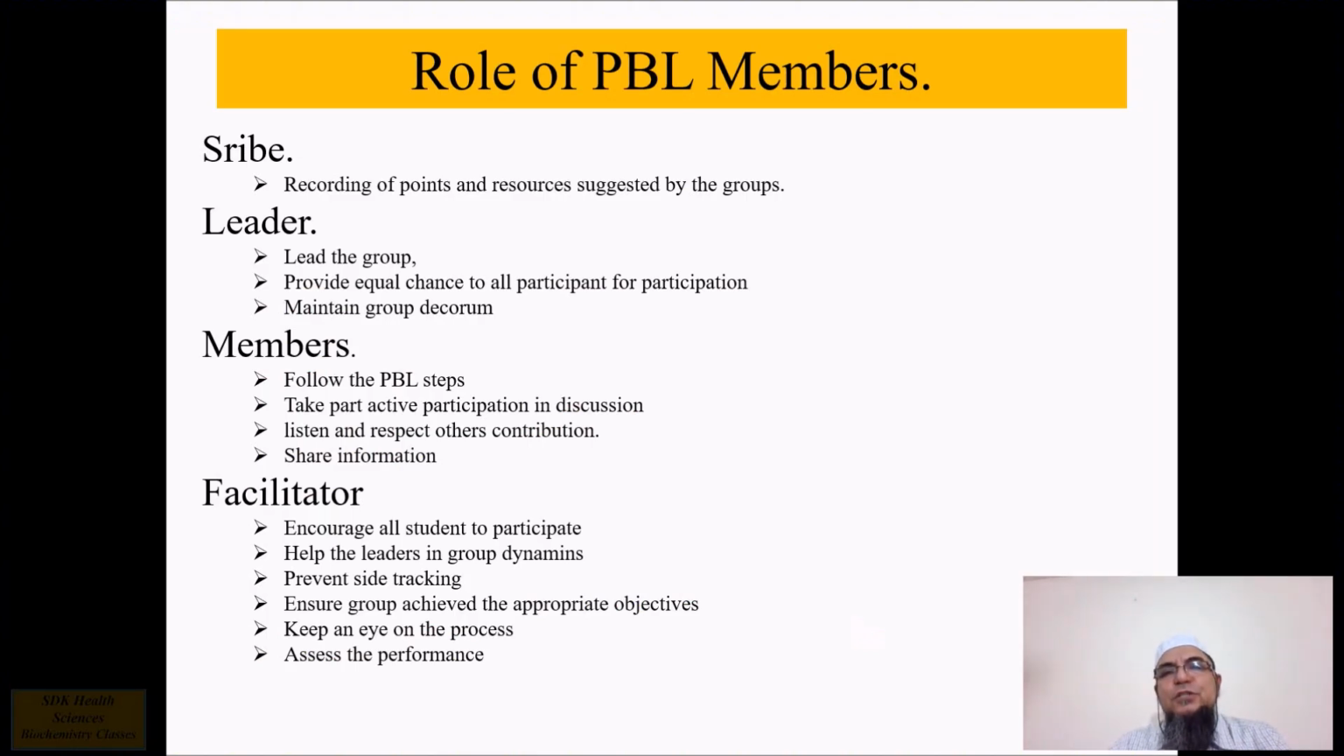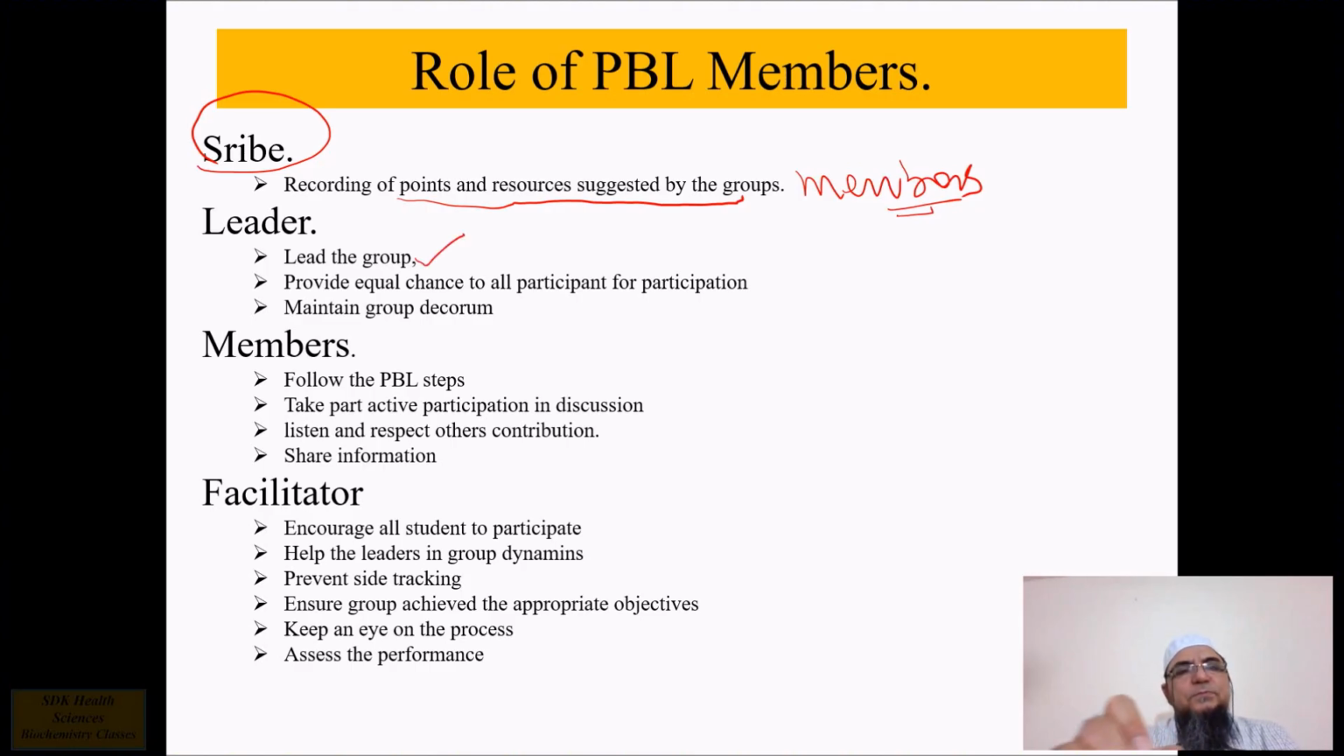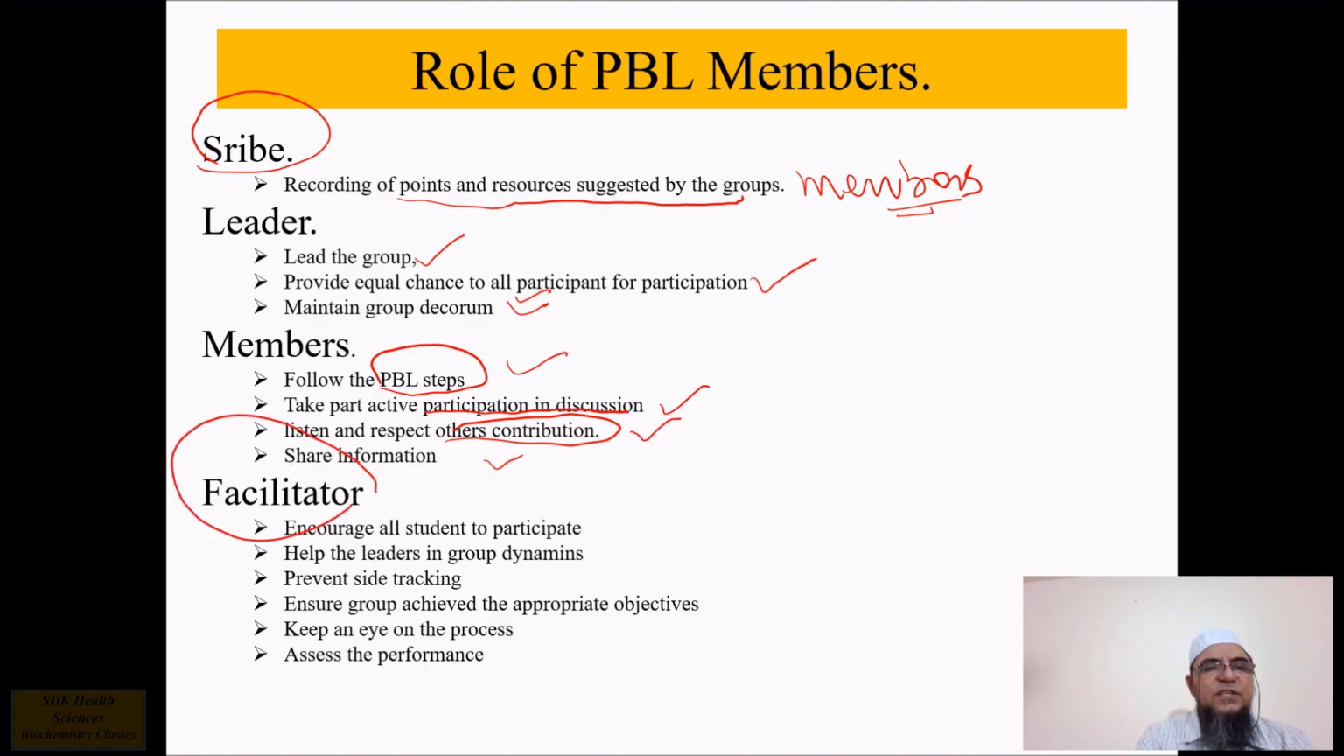Now we have different roles for the different people in this PBL session. So what is the role of the scribe? The role of the scribe is to record the points and resources that are suggested by the group members. What is the role of the leader? Leads the group, provides equal chance to all participants, and maintains the group decorum. Members follow the PBL steps, take active participation in the discussion, listen and respect the other contributions, and share information.